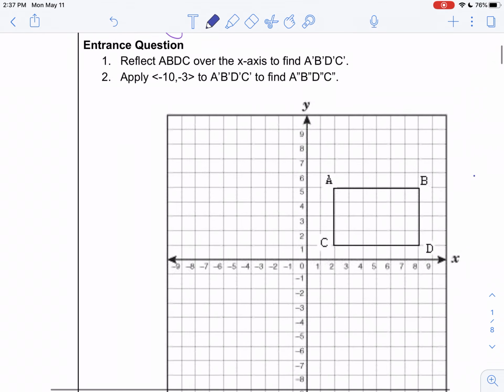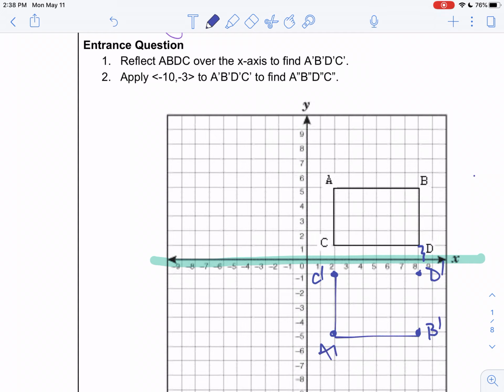Alright, now, so let's compare. First thing that we need to do is reflect over the x-axis, and that's this guy here, the horizontal piece. And if we're reflecting, we want to count out the same distance on both sides of our mirror. Here we go. So we have C prime, D prime, B prime, A prime hanging out here.